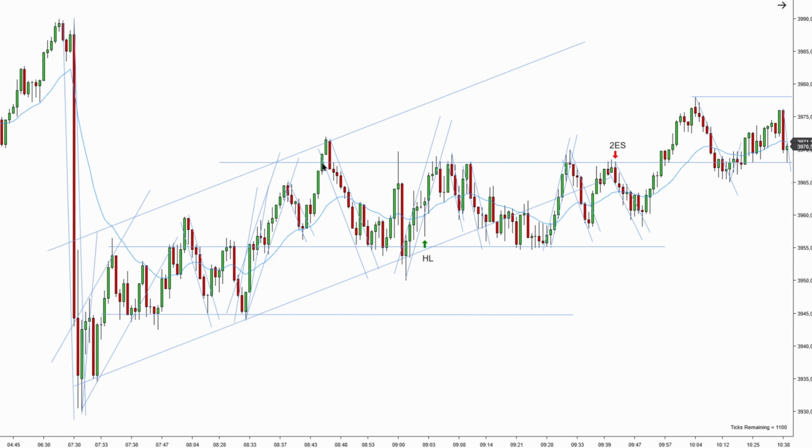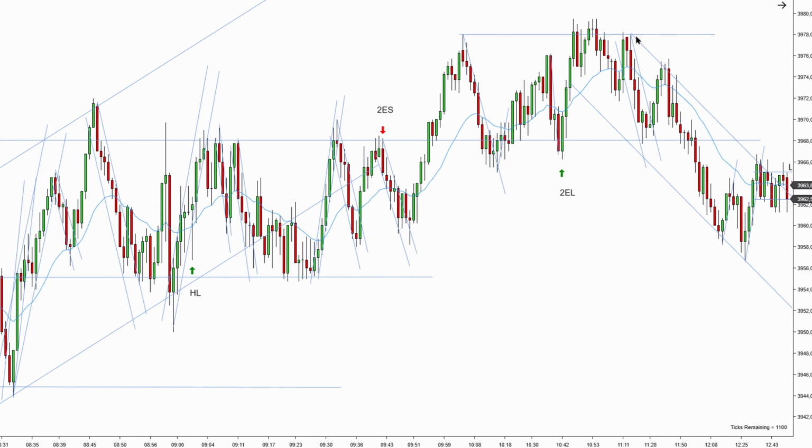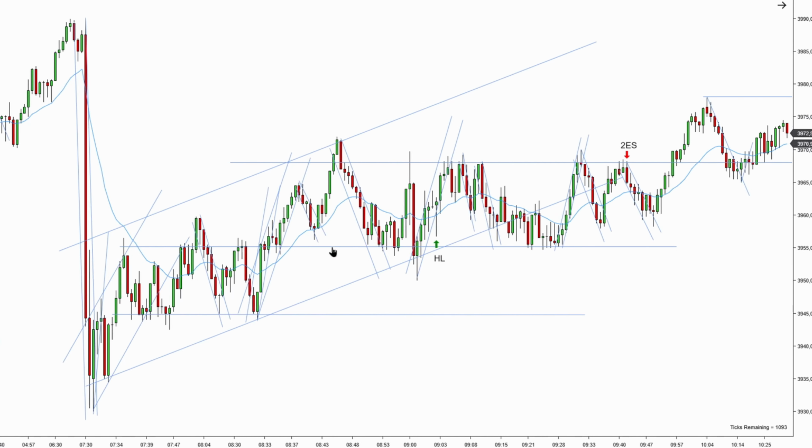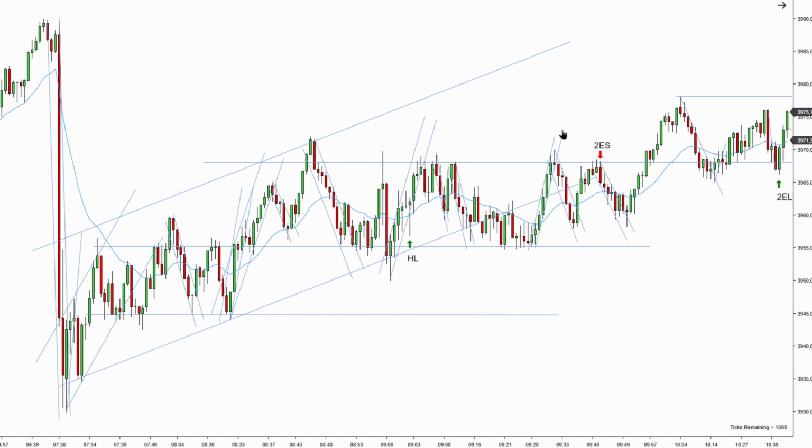EMA completely flat, a lot of price swings up and down. And even here, selling at the highs, buying at the bottom is effective. Now you can see that you don't want to be fading the breakouts because prices are pushing into the next trading range phase. So you only want to be selling while the resistance is being established.